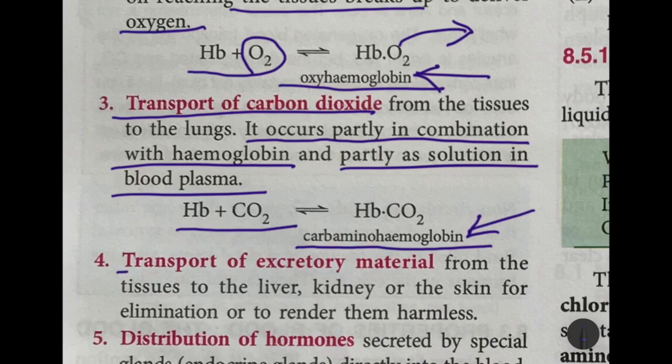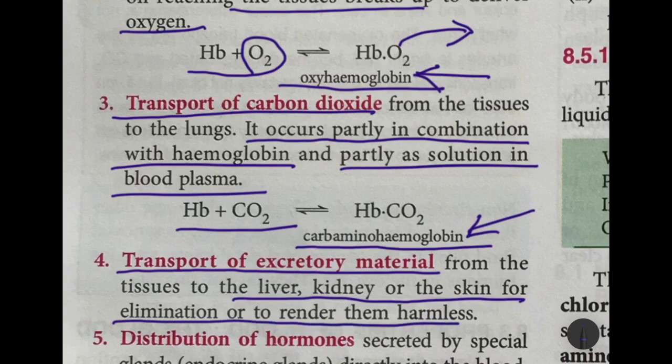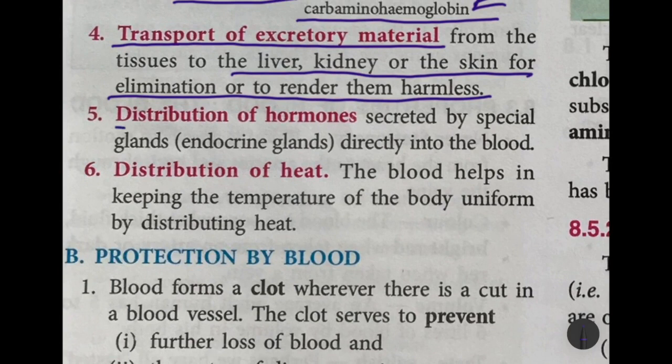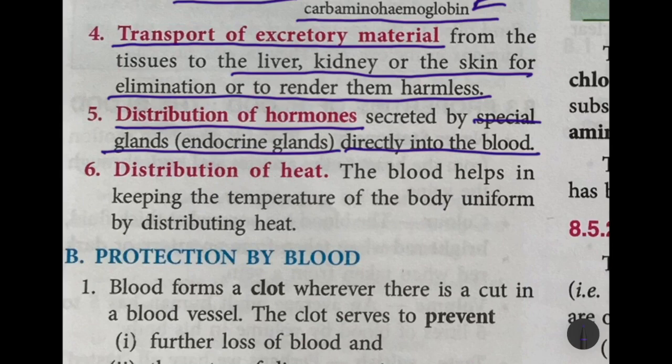Now, next is transport of excretory material from the various tissues in our body to the liver, kidney, or the skin for elimination or to make them harmless. Next is the distribution of hormones. Hormones are secreted by special glands which are known as endocrine glands, and it is secreted directly into the blood, and it is the blood which carries it to wherever it is required.